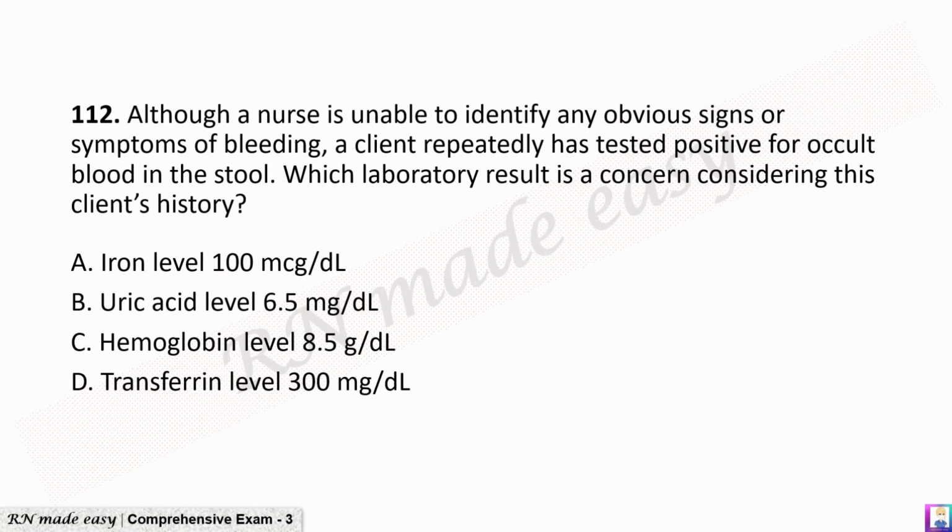Question 112. Although a nurse is unable to identify any obvious signs or symptoms of bleeding, a client repeatedly has tested positive for occult blood in the stool. Which laboratory result is a concern considering this client's history? A. Iron level 100 micrograms per deciliter. B. Uric acid level 6.5 milligrams per deciliter. C. Hemoglobin level 8.5 grams per deciliter. D. Transferrin level 300 milligrams per deciliter.